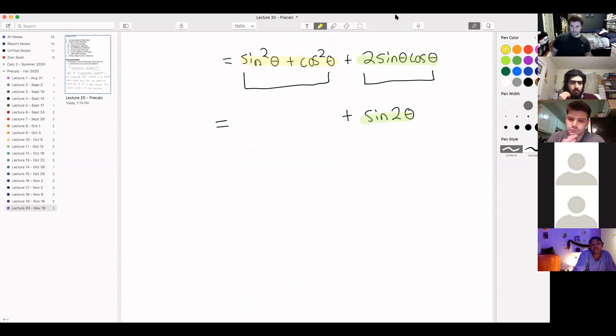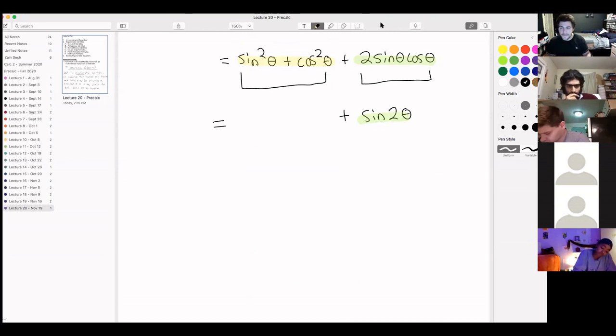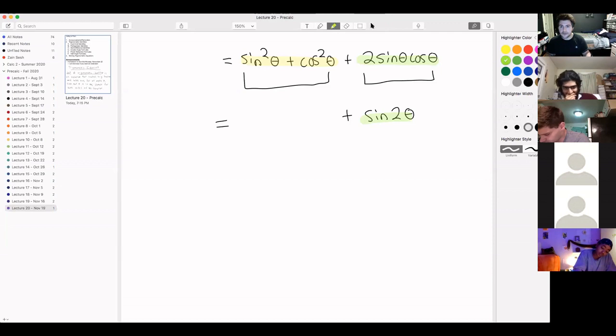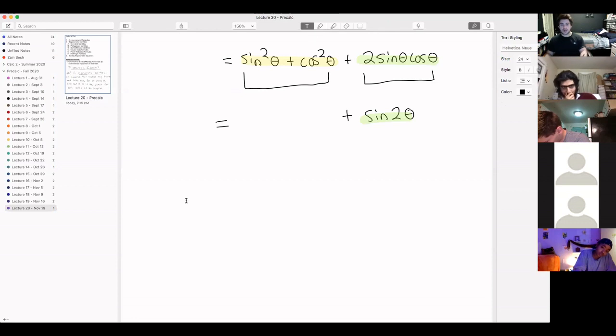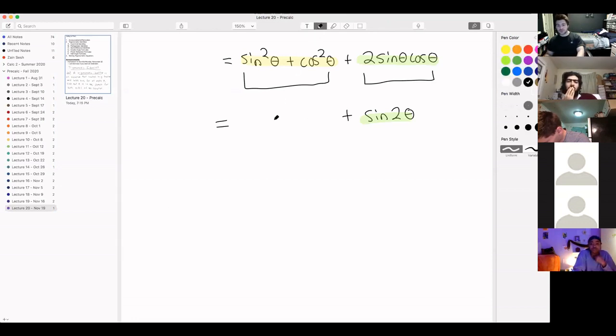Is that 1? That's 1. Yeah, that is the Pythagorean identity. Hold on, sorry, the colors got messed up. Yes, sine squared plus cosine squared is 1. That's the Pythagorean identity. There you go. And we're done.